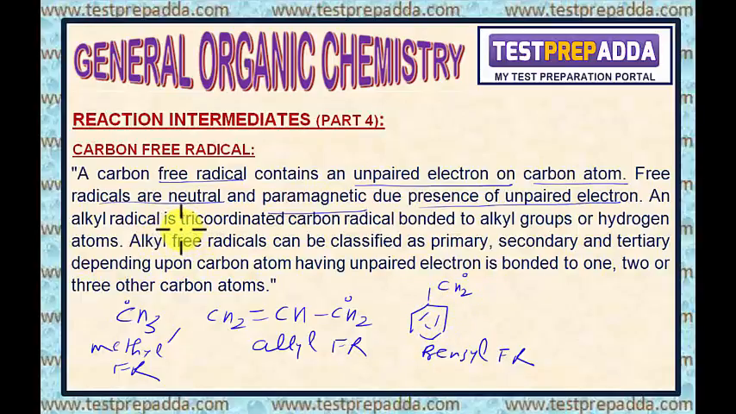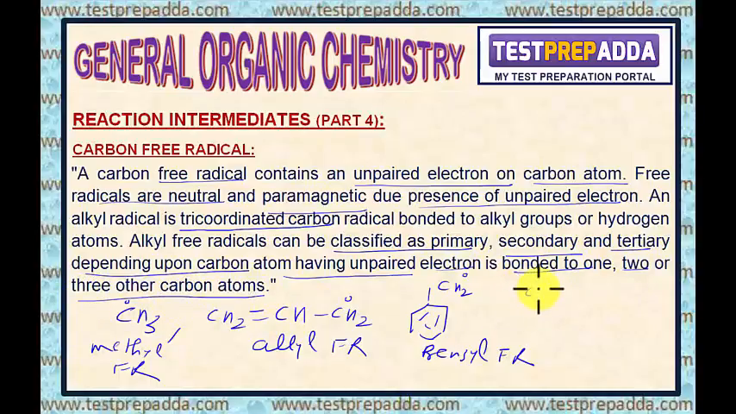Alkyl radical is tri-coordinated carbon. You can see everywhere this carbon here is attached with 2 hydrogen and 1 carbon, here 2 hydrogen, 1 carbon, here 3 hydrogen atoms. So it is trivalent, you can say, bonded to alkyl groups or hydrogen atoms. Alkyl free radicals can be classified as primary, secondary and tertiary depending upon whether the carbon atom having the unpaired electron is bonded to 1, 2 or 3 other carbon atoms.